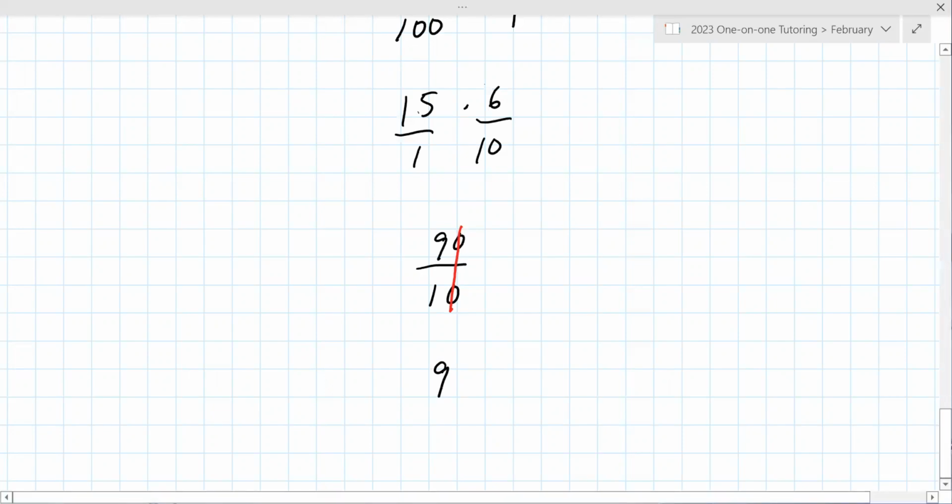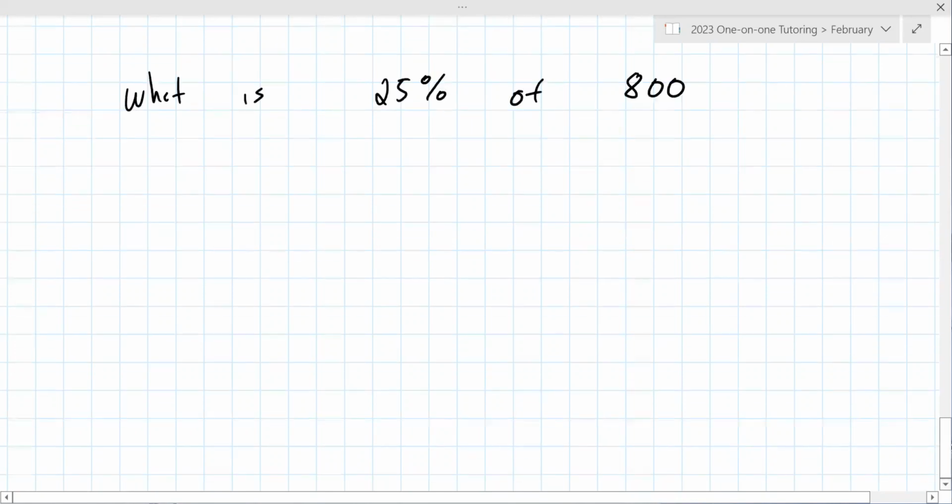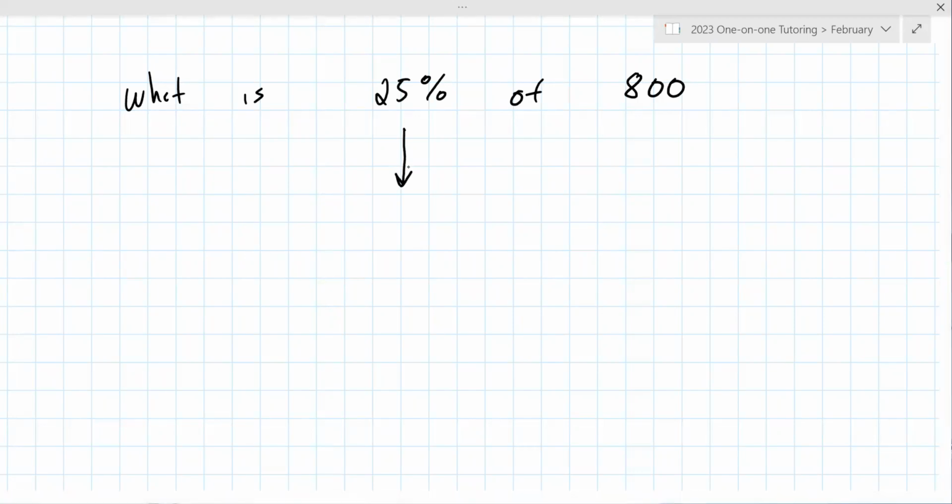Can I give you one to try now? That's not too overwhelming, I hope. Yeah. Okay. Let's do, what is 25% of 800? And if you need help with that fraction, let me know, but it's the same as all the other ones we've been doing. Yeah, it would be 25 over 100. That's right.